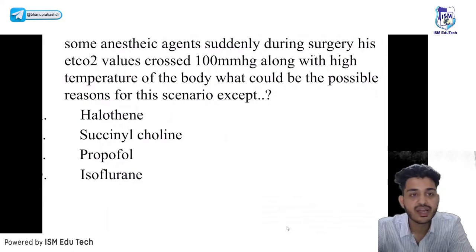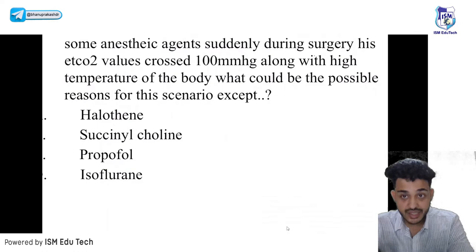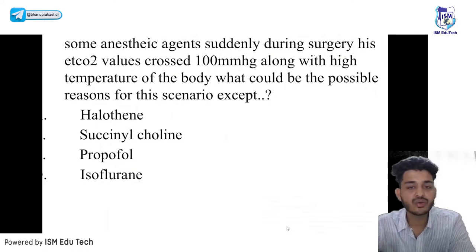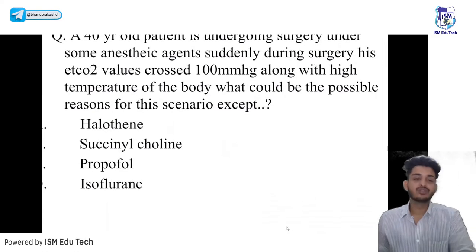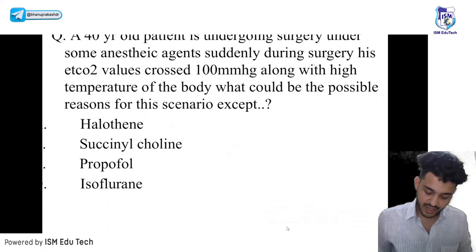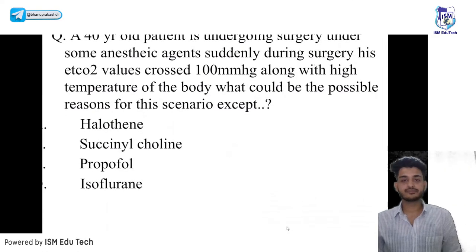Okay, answer this question. A 40-year-old patient is undergoing surgery under some anesthetic agents. Suddenly during surgery, his ETCO2 value crossed 100 mmHg along with the high temperature of the body. What could be the possible cause for this scenario? So first of all, just tell me the diagnosis, what you are diagnosing.